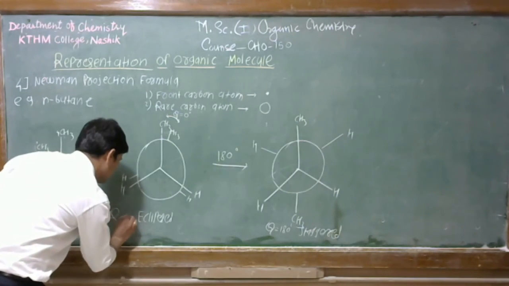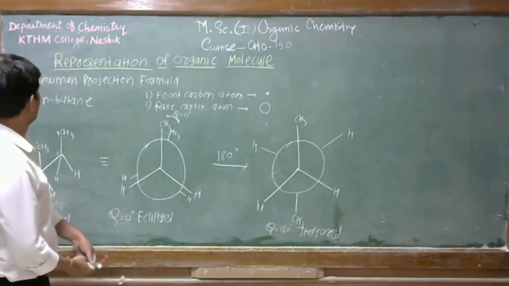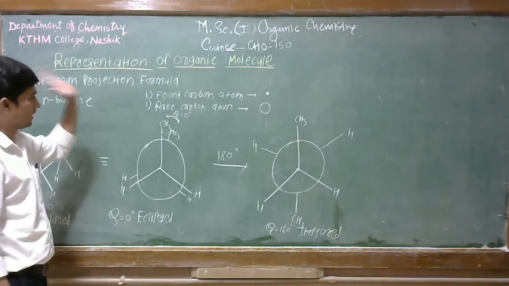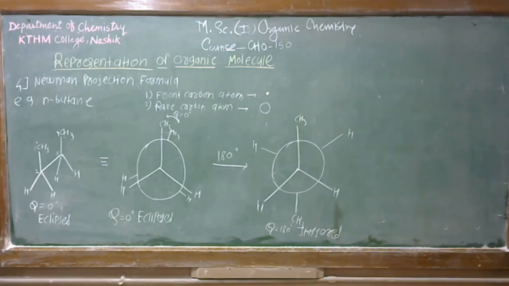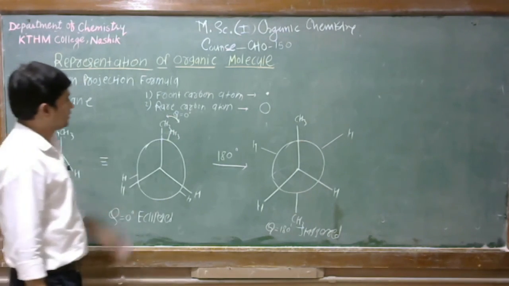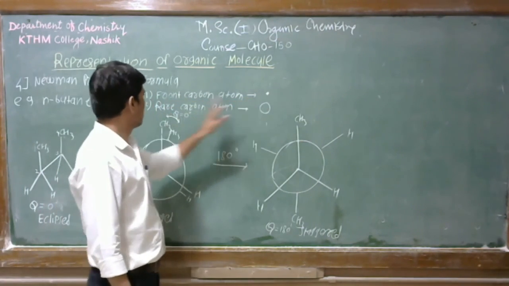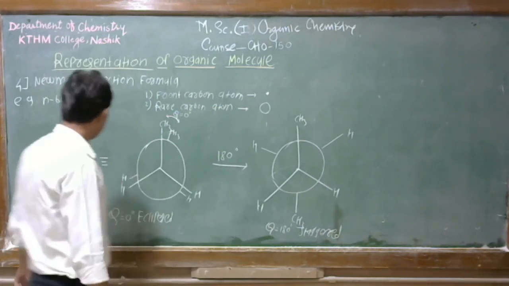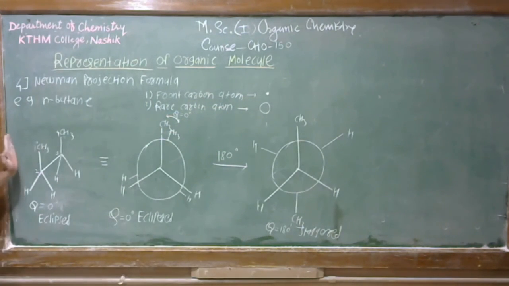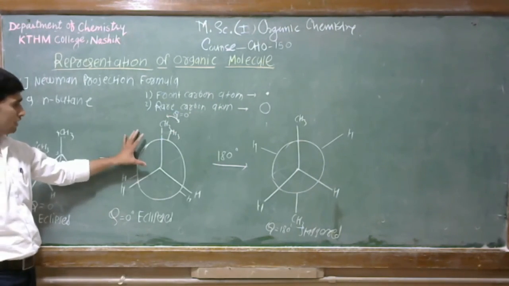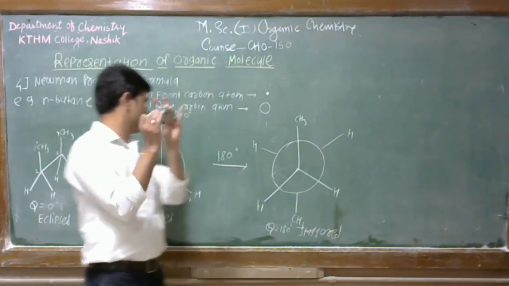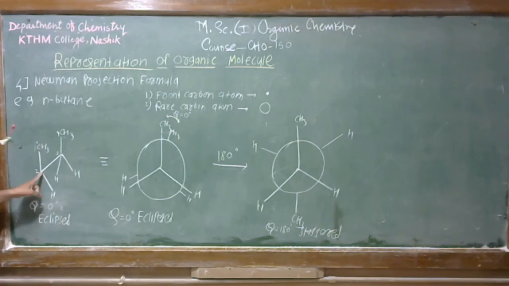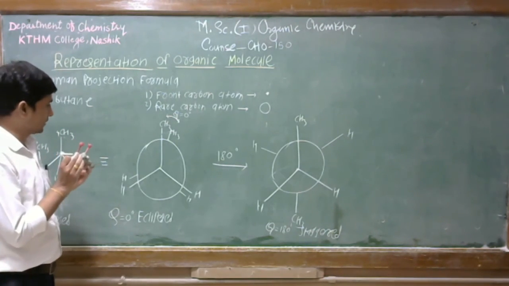In the eclipsed form the dihedral angle is 0. So this is the Newman projection formula, which is very simple to draw. Again, I told you there are 2 points: the front carbon atom is denoted by the dot, and the rear carbon atom is denoted by the circle. We can convert the Sawhorse projection formula into the Newman projection formula. First we have to observe the front carbon atom, and by observing it, we first draw the stereochemistry of the first carbon atom.